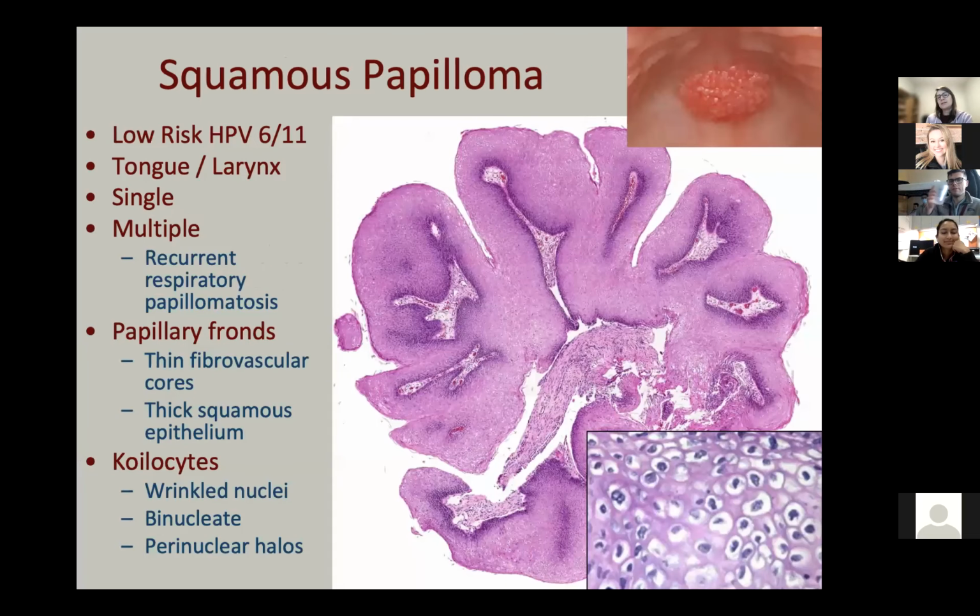In contrast, another infectious process is a squamous papilloma. So, we see these, in this case, there's a big one on the palate, but the larynx, the lips, the eyes, the nose, these are all etiologically related to low risk HPV virus, usually types 6 and 11. They can be single, they can be multiple.